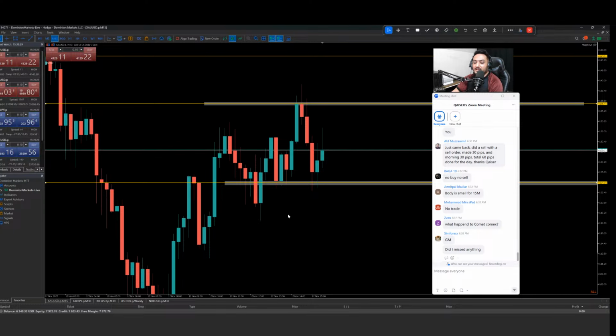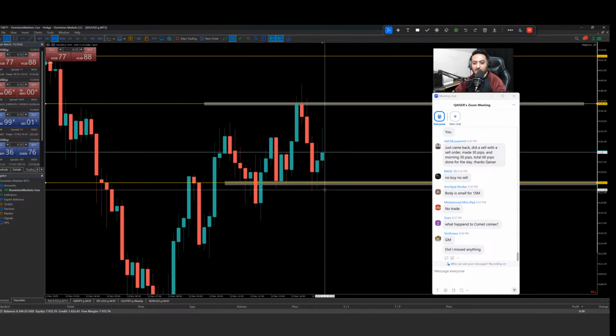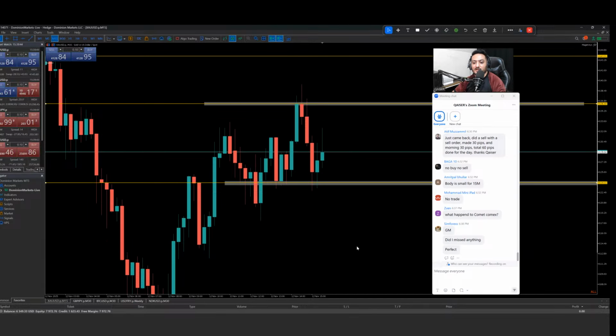Good morning. Did I miss anything? No, you didn't miss anything. We're just waiting for some structure to be formed. Right now, we're stuck in a consolidation area. If this candle has a long rejection wick on the upside, and we break this low and close below the support, I will go for the sells.